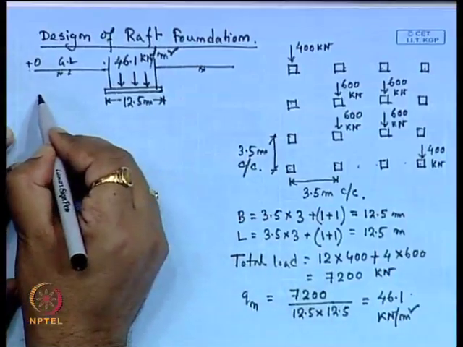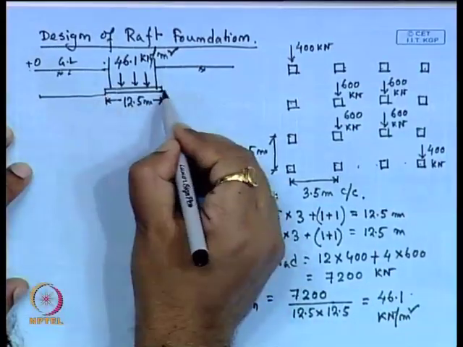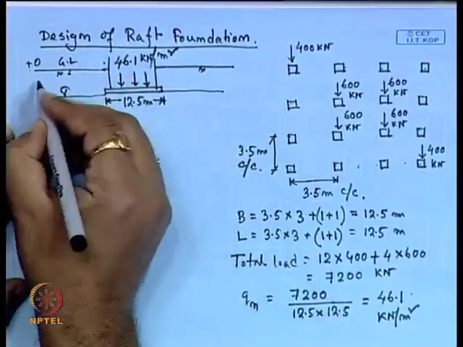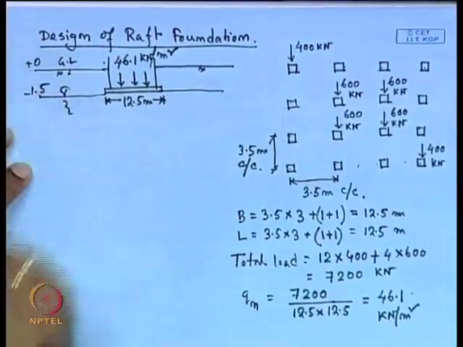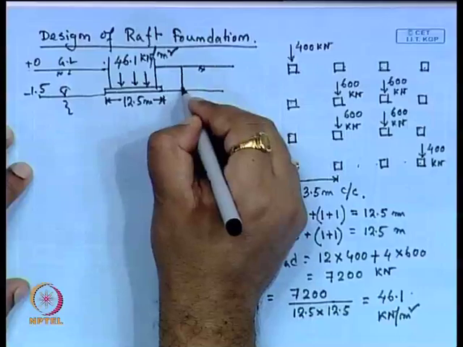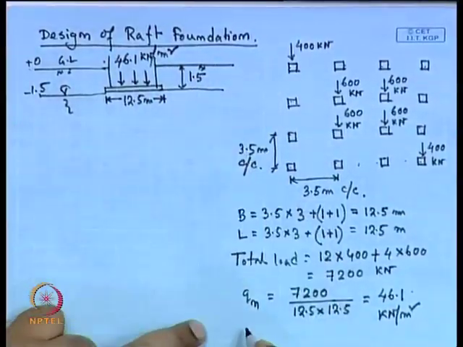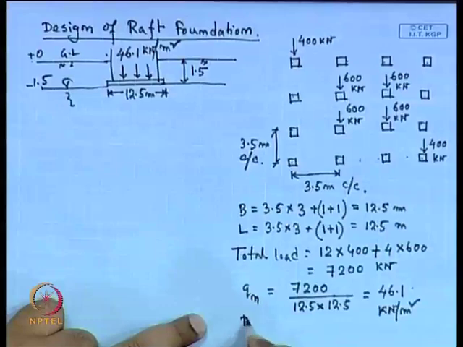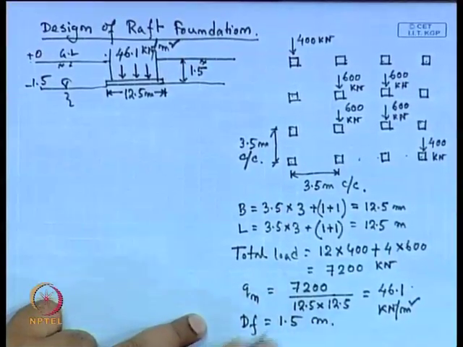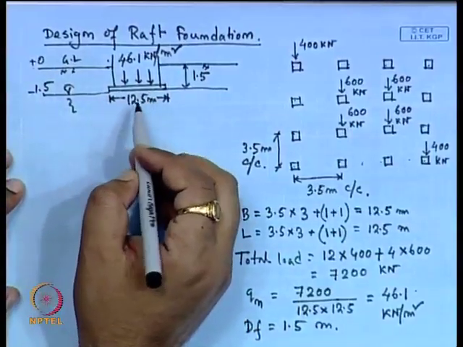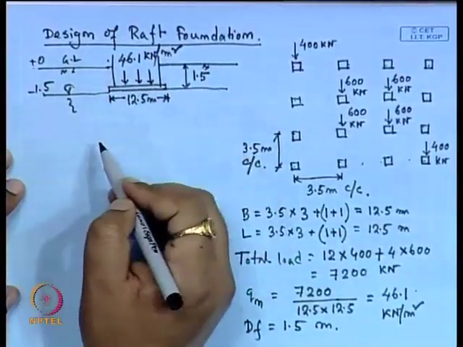And here the water table location is 1.5 meter, this is the water table location, that is minus 1.5. So, this is the 1.5 meter. So, we take the DF, depth of foundation, DF is also 1.5 meter. So, that means the depth of foundation is at the water table level, that is 1.5 meter below the ground level.